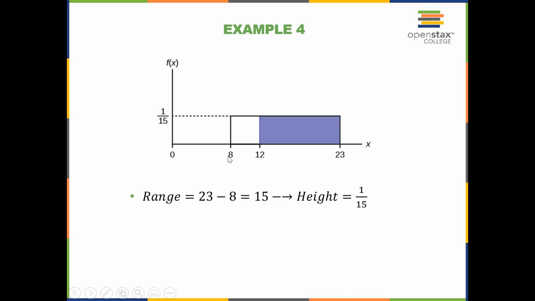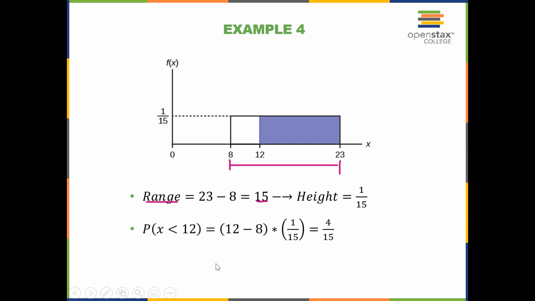Here's another example where the range does not start at 0, it starts at 8 and goes up to 23. So our base of the larger rectangle is from 8 to 23, giving us a range of 15, or a base length of 15, which forces the height to be 1 over 15. The probability that x is less than 12, we would get the base of this green rectangle. 12 minus 8 gives us 4. 4 times 1 over 15 gives us 4 over 15.